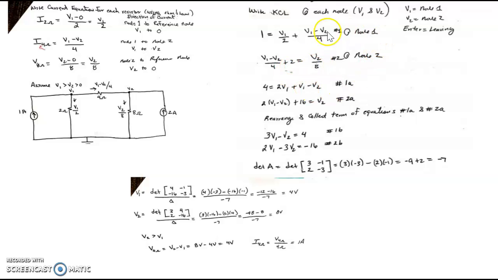So now I have written my 2 equations. I just need to simplify them to have them in an easier way to solve. If I multiply this by 4, I get my equation 1. If I multiply this by 8, I get my equation number 2. If I rearrange my voltages, I get a summarized version of the equations.